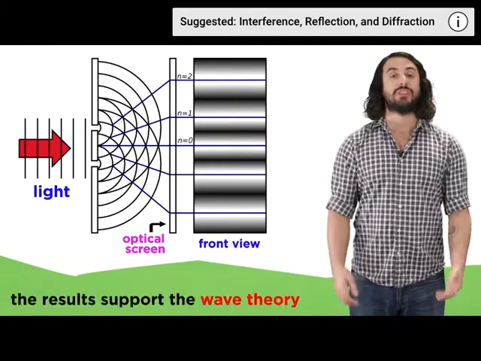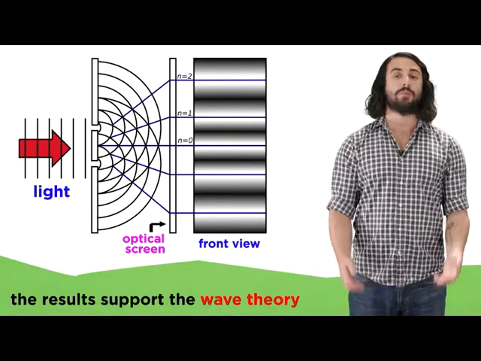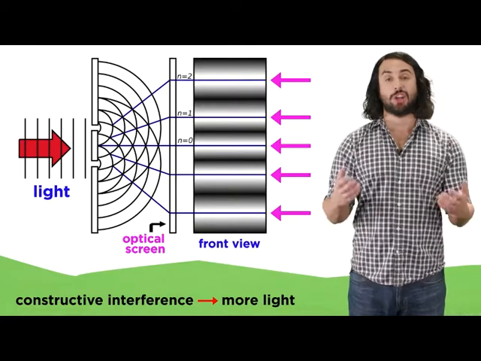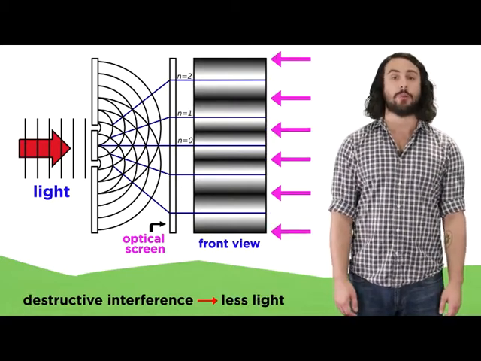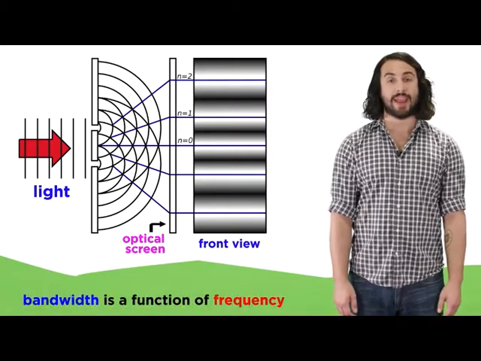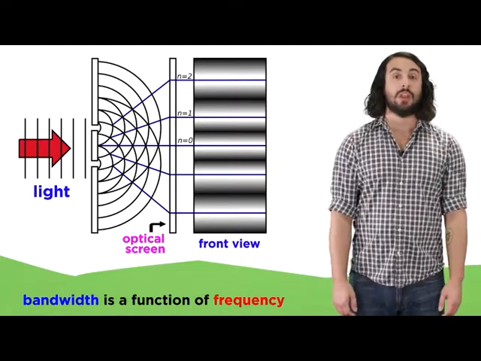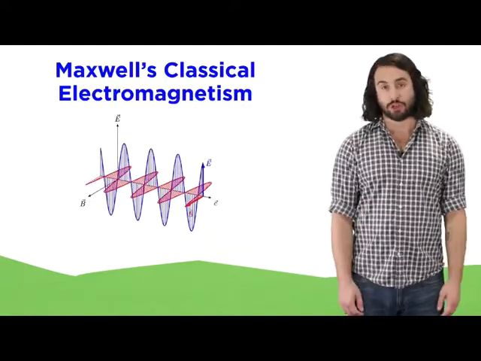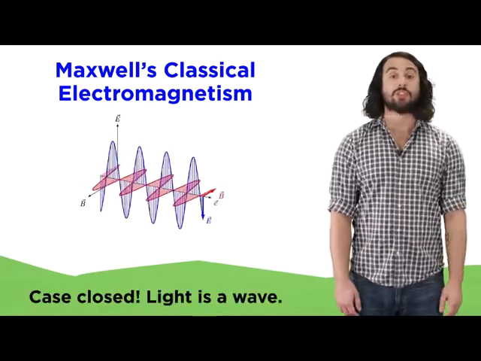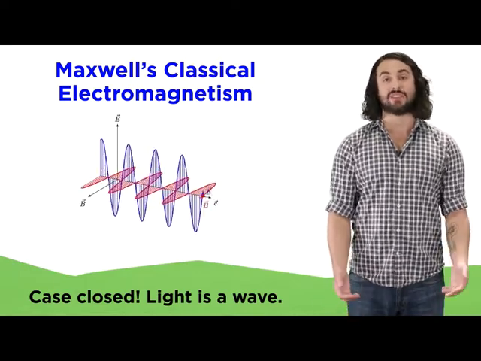screen beyond. The diffraction and interference patterns that resulted clearly supported the wave model of light, with the brighter bands representing constructive interference and the darker bands representing destructive interference, with the width of the bands being a function of the frequency of the light. Later in the century, Maxwell showed that light is a wave of oscillating electric and magnetic fields. So it seemed as though the case was closed on the declaration of light as waves.